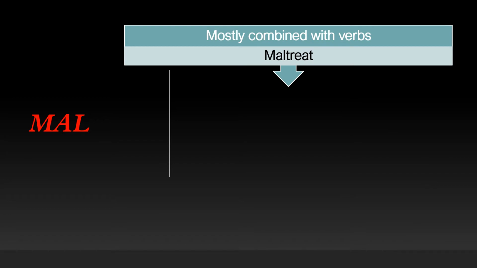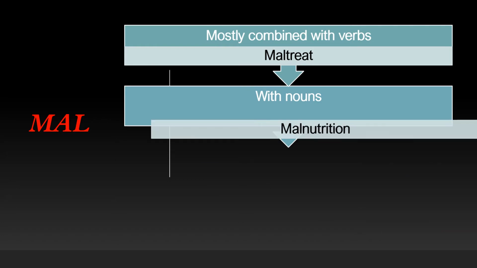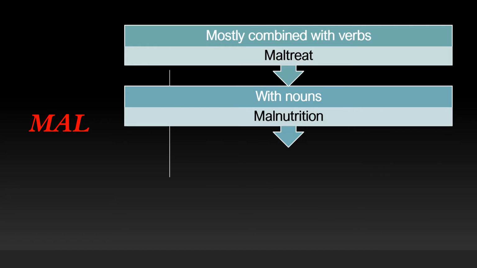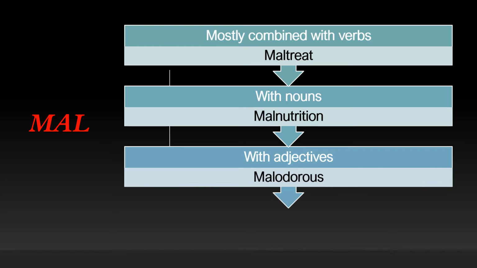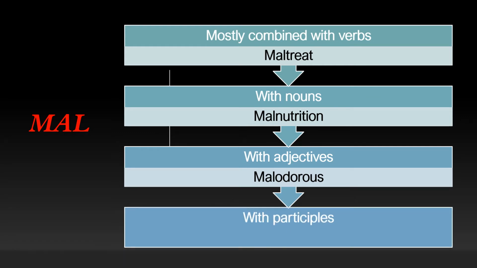Now we can learn some examples for pejorative prefixes. First one is mal, which comes with verbs, nouns, adjectives and participles. The example for a verb is maltreat, and an example with a noun is malnutrition. Malnutrition means something or someone who doesn't have enough nutrients. The example with an adjective is malodorous. Malodorous means something which has a bad smell. It also comes with participles. Participle means the past participle form of a verb. For example, malnourished. Malnourished gets the same meaning as malnutrition, someone who doesn't have enough nutrients in his body.